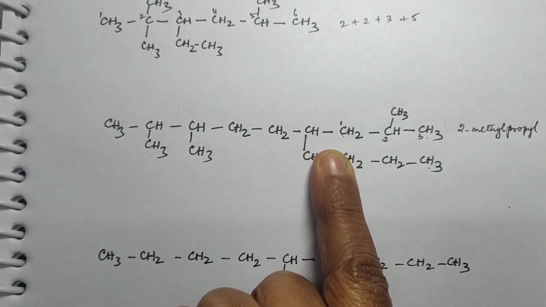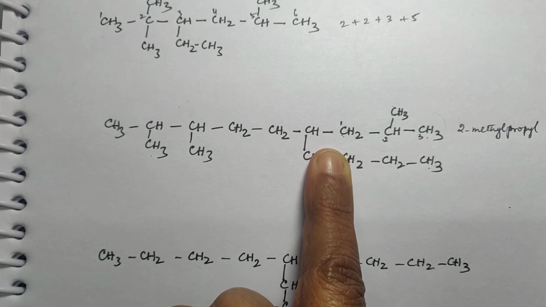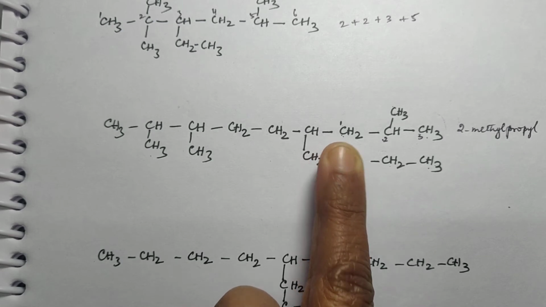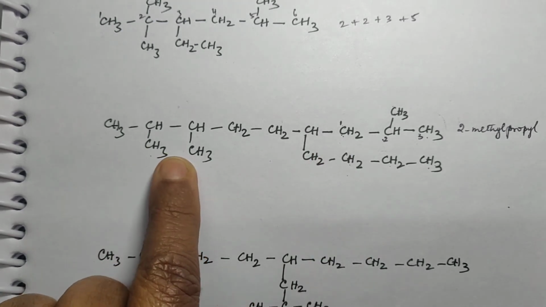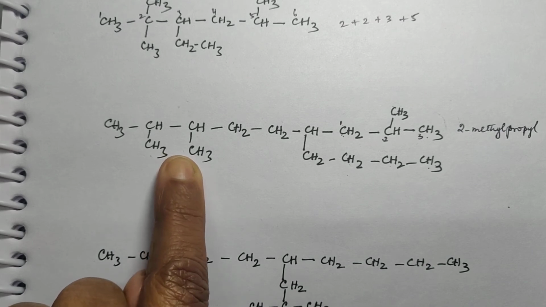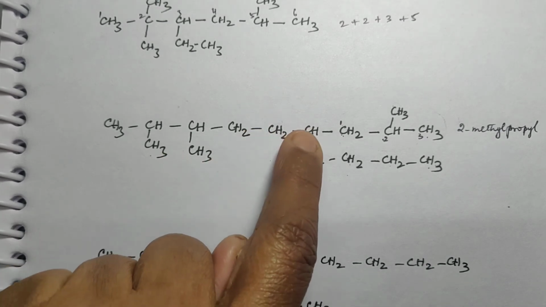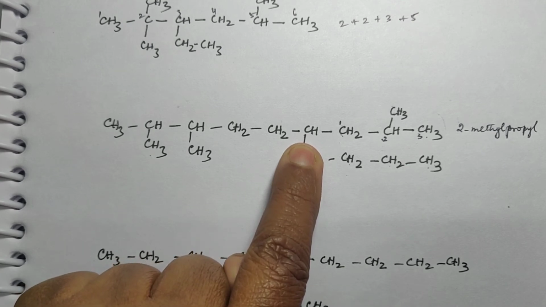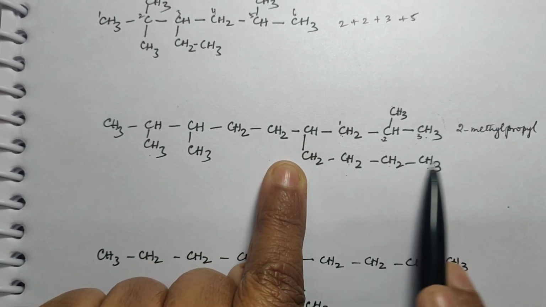Okay. Now, while naming, how do you name it? It is 2,3-dimethyl, then 4, 5, 6. At the 6th position, you are having this 2-methyl propyl, and then it is decane.